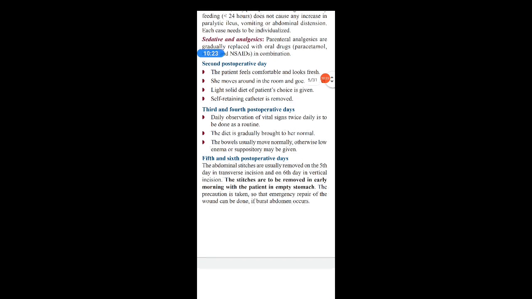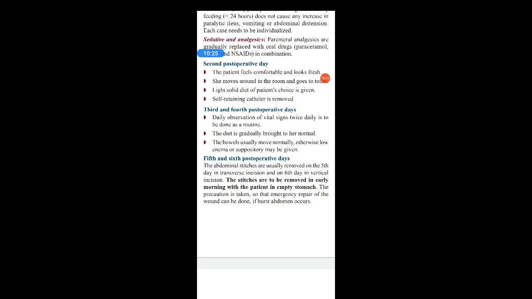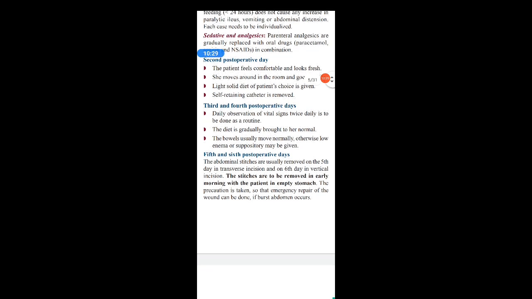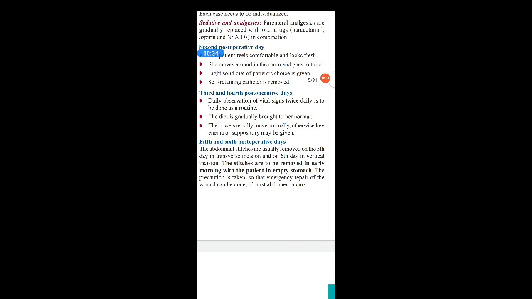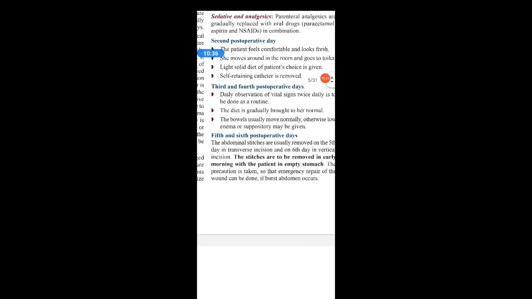Third and fourth post-operative days: daily observation of the vital signs, twice daily, is to be done as a routine. The diet is gradually brought to her normal. The bowel usually moves normally, otherwise low enema or suppositories should be prescribed.